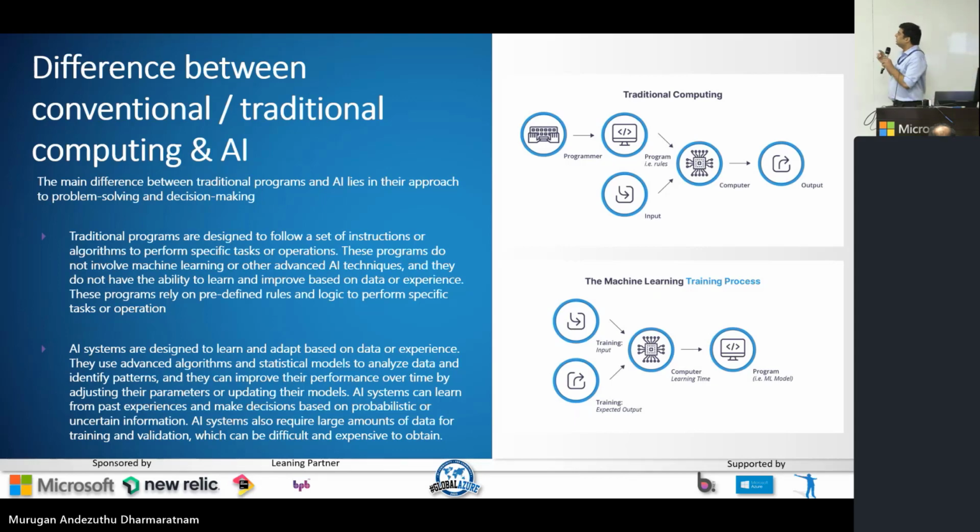Here you can see that in traditional computing, the programmer writes the programs and the rules. You have the input, which gives you the output. In AI, in the machine learning training process, you have training data and training expected output, right? Then you have a computer that learns behind the hood. It creates an algorithm or a model that you can actually use. So AI gives you a model that you can use, but in traditional programming you get the output.